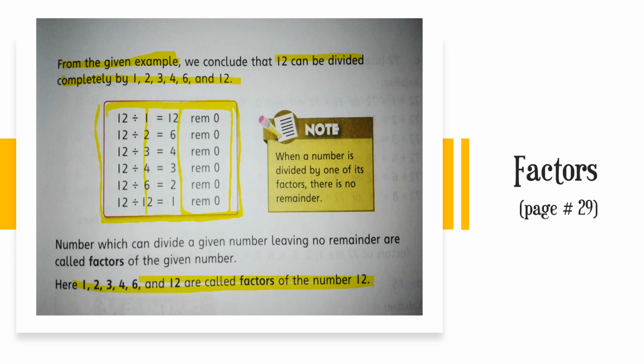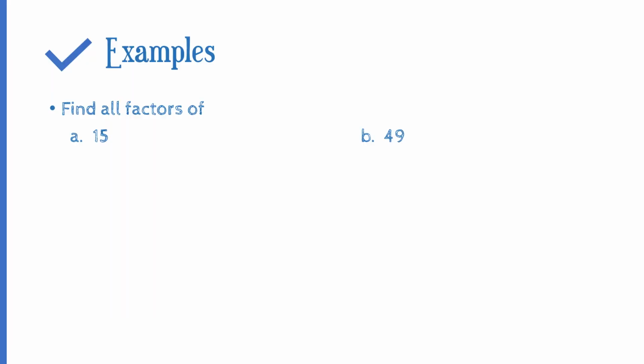So now I hope that the concept of factors is clear and how to find the factors. Now we'll do the exercise. First we'll do these examples. You have to find the factors of these two numbers. So let's find the factors of 15 first, then 49. Let's do the first one. Find all factors of 15.